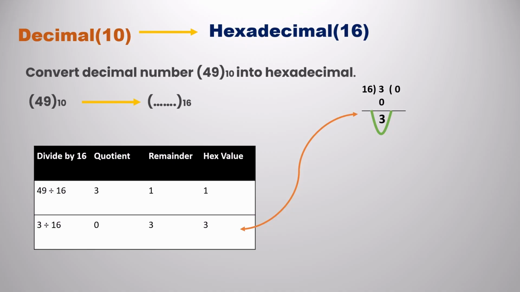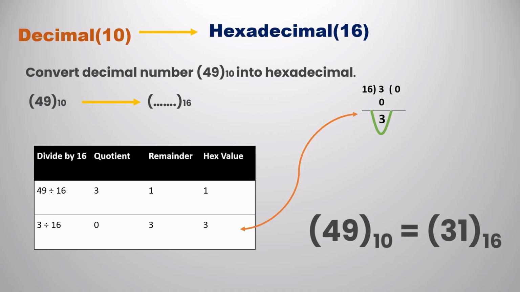Take a step ahead. In the previous case, we got 3 as quotient. So divide 3 by 16. The quotient we will get is 0 and the remainder we will get is 3. So the 3 is one part of the answer. We can get 3 because hexadecimal means what? From 0 to 9 and A to F. So we can get A's and F's also in this, not a problem. This is the final answer as you are seeing there: 49 in decimal and 31 in hexadecimal form.